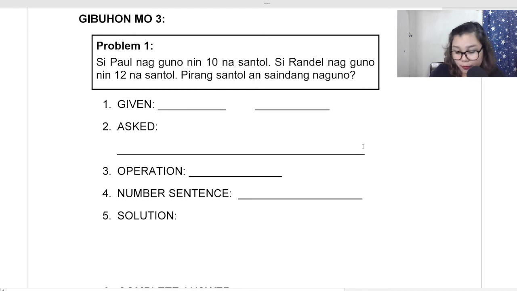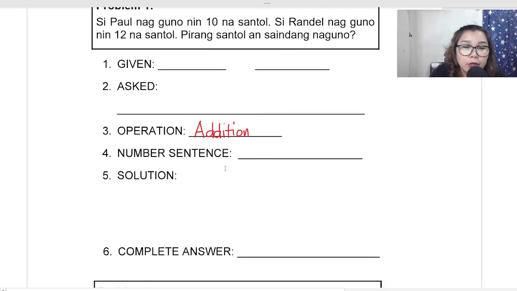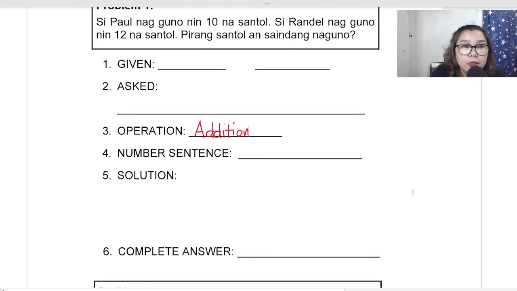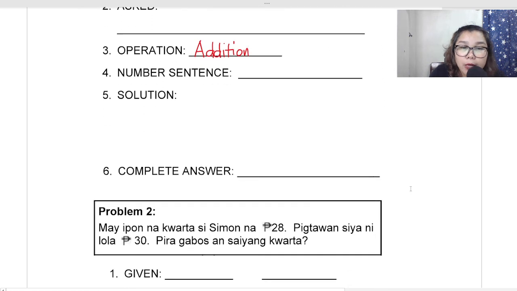Operation, so, wala pa namang ibang operation. So, only one option, or wala ngang option, only one will do, which is addition. And then you need to write the number sentence equals n, and then solution. If you notice, there is a wider space here because you need to put the given in column. And then don't forget the complete answer. So that's it for problem 1. Pause para matapos to, makompleto with correct answers.